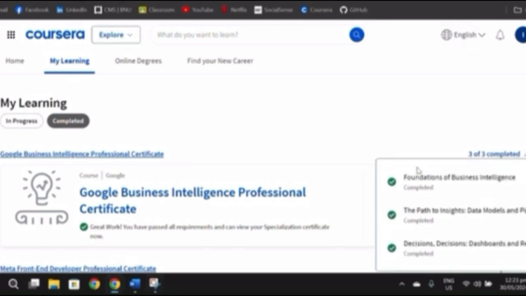I received from Coursera. So basically, this certificate had 3 courses, which were Foundations of Business Intelligence, The Path to Insights: Data Models and Pipelines, and Decisions, Dashboards and Reports. We'll start with the first one.